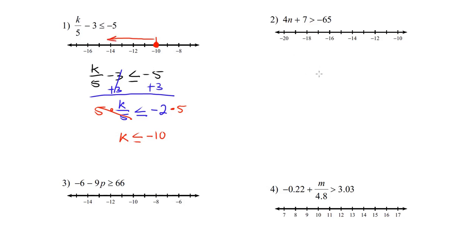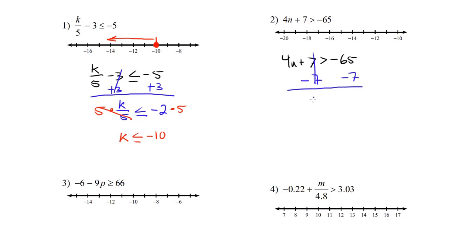Now let's take a look at number 2. 4n plus 7 is greater than negative 65. Step 1, undo addition subtraction. So we need to get rid of this positive 7. We're going to subtract 7 from both sides.